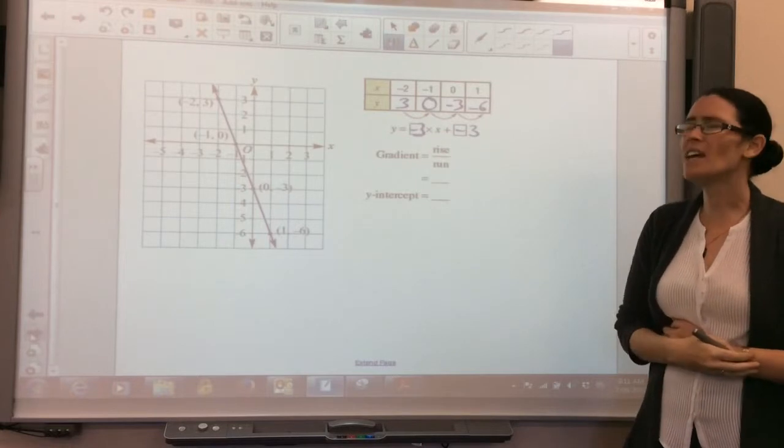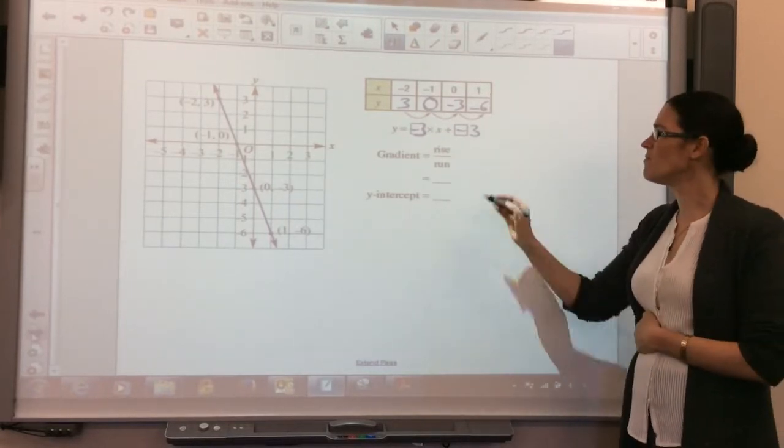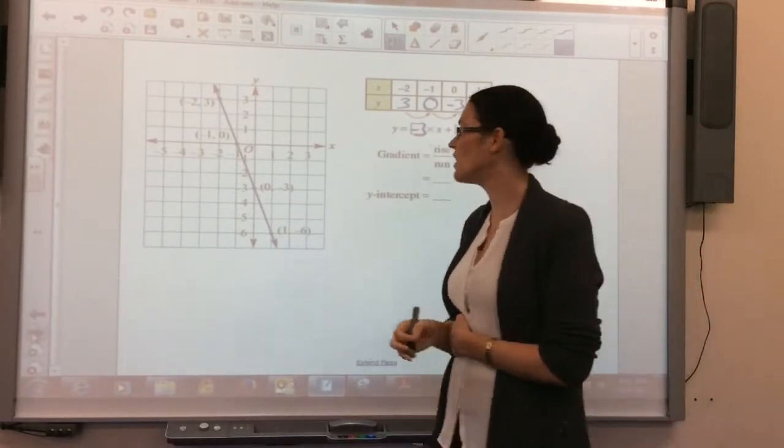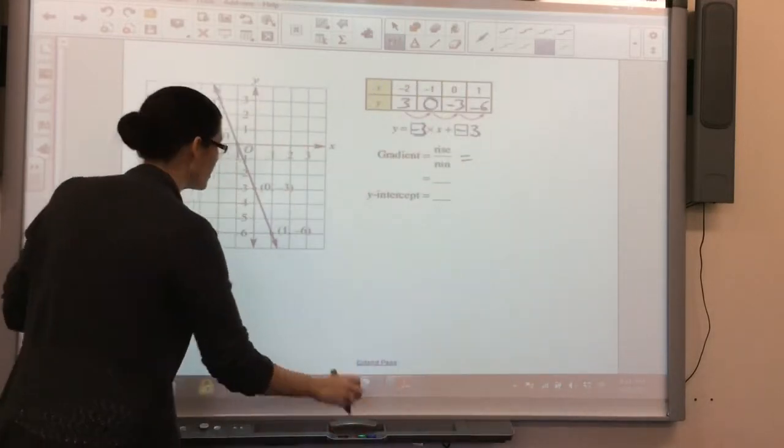All right, looking at gradient, which is rise over run, if I looked at a triangle here, so let's look at this triangle here.